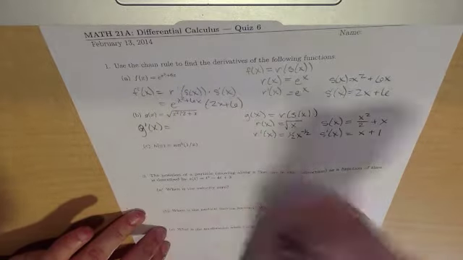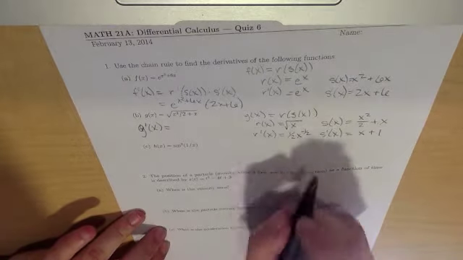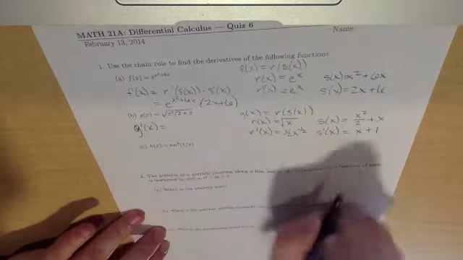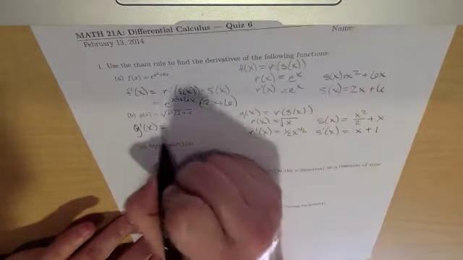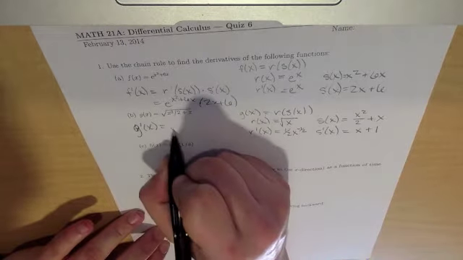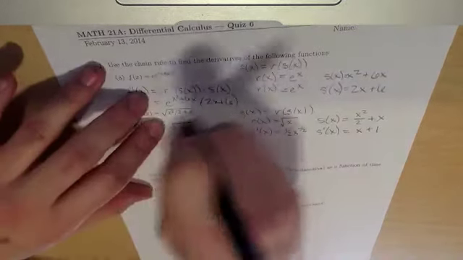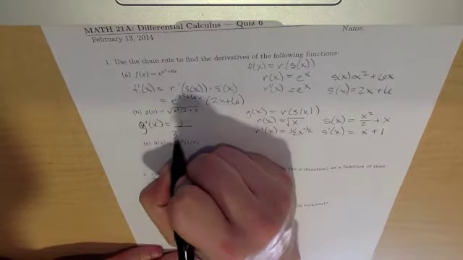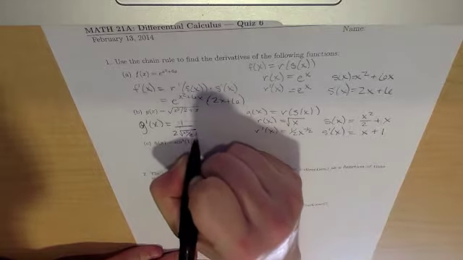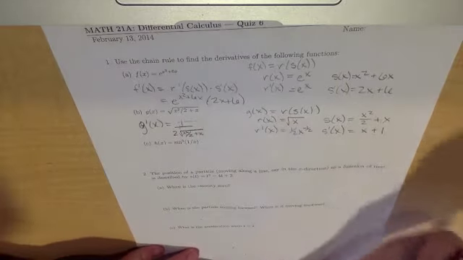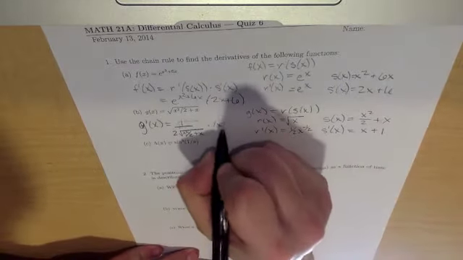prime of x is r prime of s of x, so it's going to be 1 over 2 times the square root of x squared over 2 plus x, and then times x plus 1.